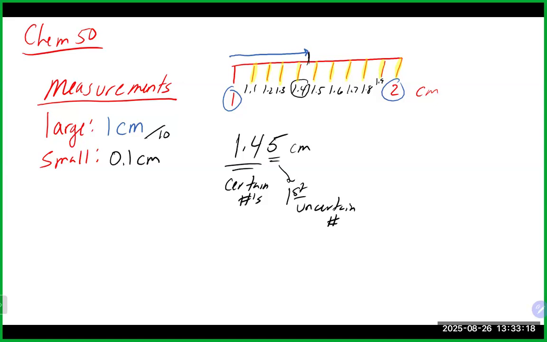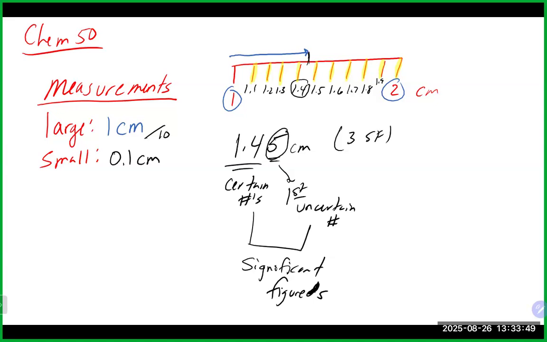We would take it to the second decimal place. The reason why we record all the certain numbers plus the first uncertain number is important is, as you may know, that is really what makes up significant figures. So significant figures are basically measurements that are made where you record all the certain numbers plus the uncertain number. This would have 3 significant figures, with the uncertain number in this case being a 5.